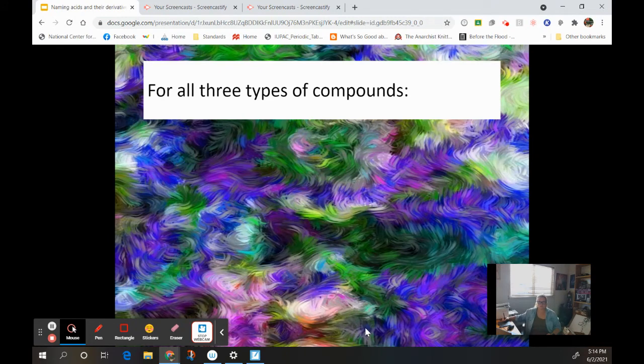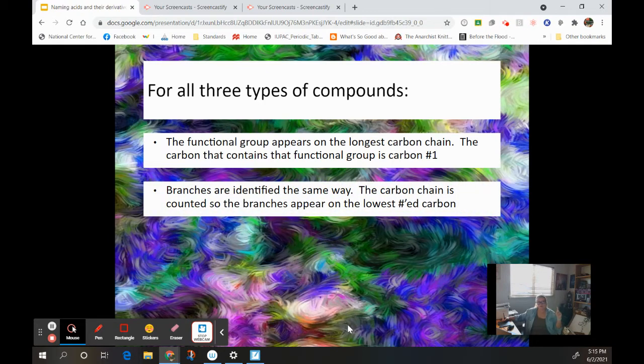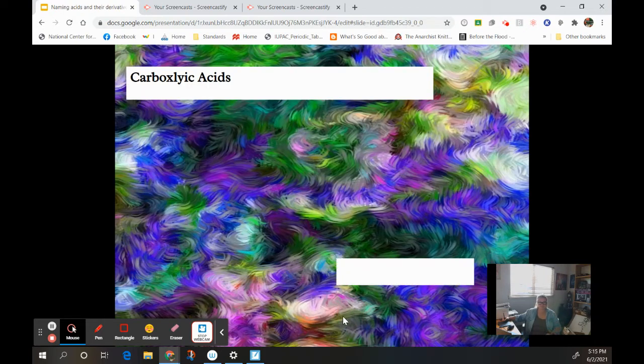So the naming goes the same for all three of these different types of organic compounds. The functional group appears on the longest carbon chain. Whichever carbon is closest to the functional group gets numbered carbon number 1. Branches are identified the exact same way. The carbon is counted so the branches appear on the lowest numbered carbons. And we're going to start with carboxylic acids.